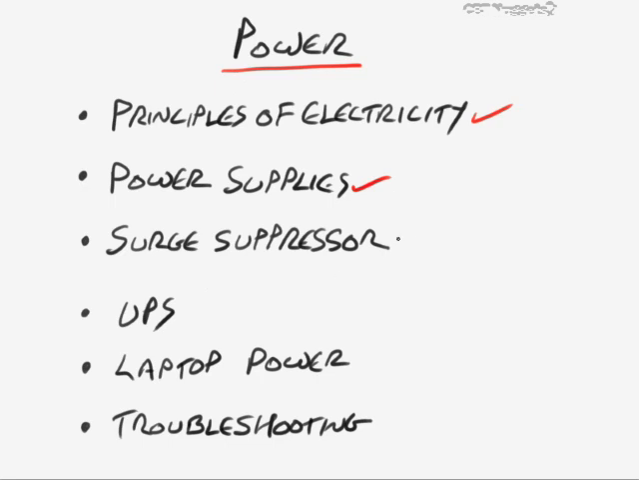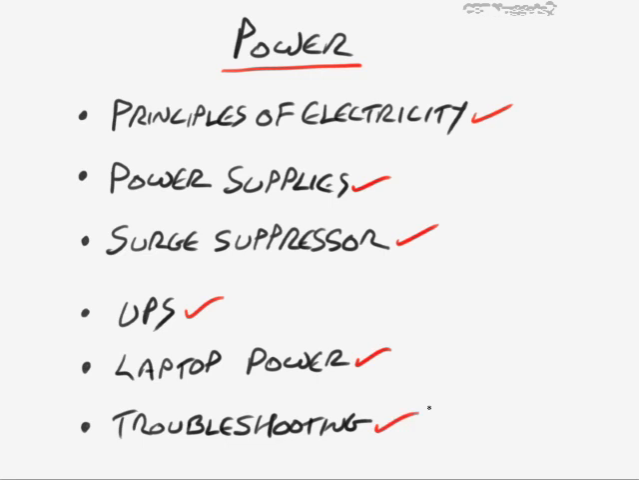We'll take a look at surge suppressors, which can prevent damage to your system in the event of an electrical surge. We'll also take a look at UPSs, which is an uninterruptible power supply, and that will help to make sure that your computer stays up at least long enough to save documents if the power goes out. We'll look at laptop power as well. Unfortunately, the power cords for those are auto switching, so you don't have to change those to different voltages. You'll see that when we get there.